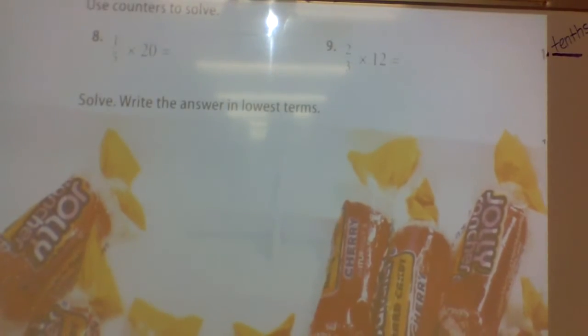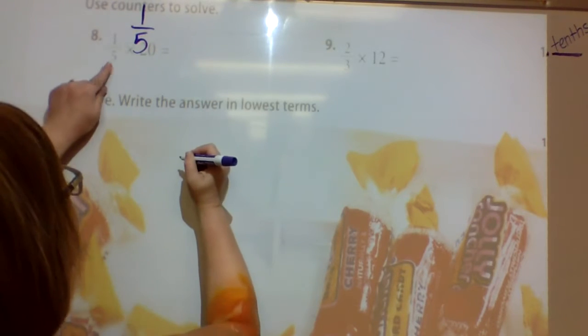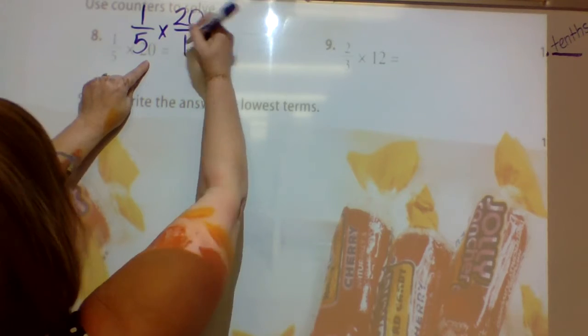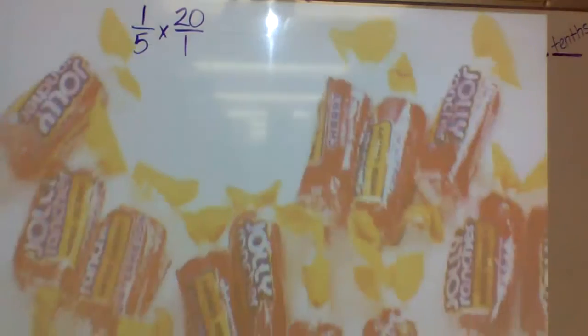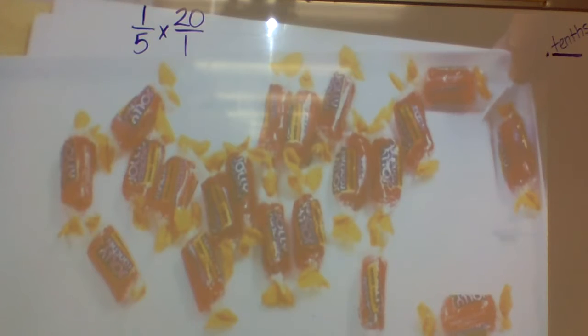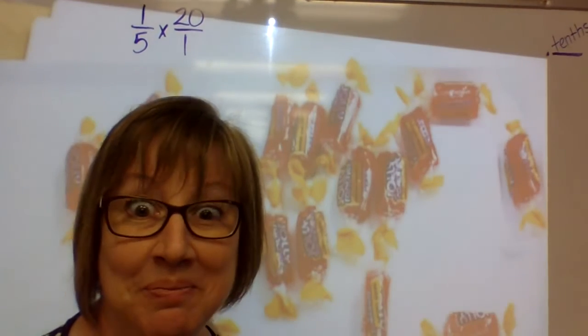I grabbed, it's 1/5 times 20. Let me write that here so I can get rid of the page. See this? 1/5 times 20. So I grabbed Jolly Ranchers. Yum! And they're all red and pink. Cherry and watermelon. Doesn't that make your mouth water?